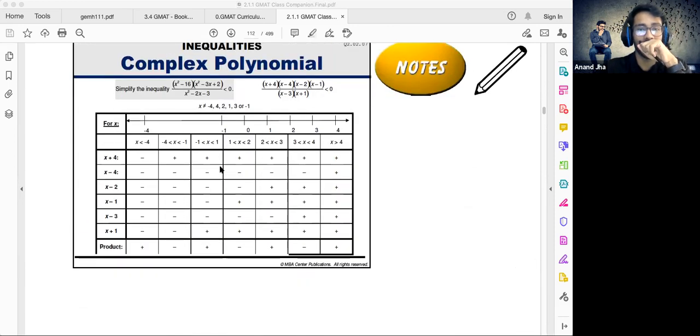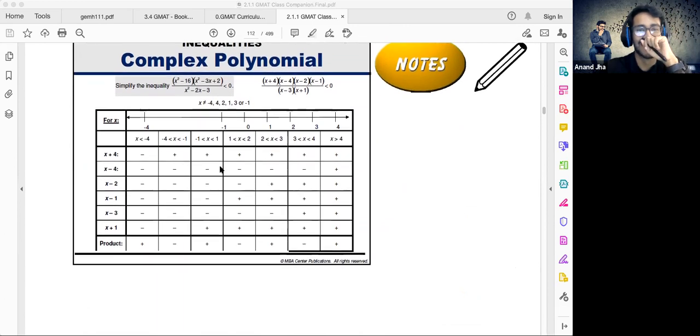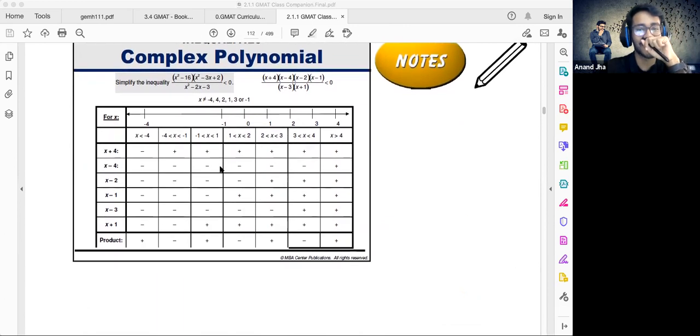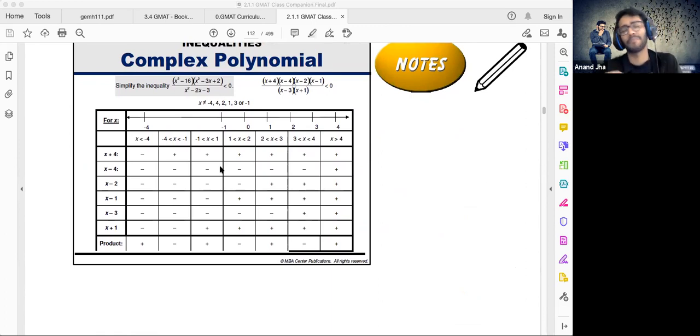Complex polynomial. See how many roots it has. How will you do this if you get this? I don't think they'll give you such big numbers in the exam. I haven't seen such big numbers. But we can do that. Let's generalize it.